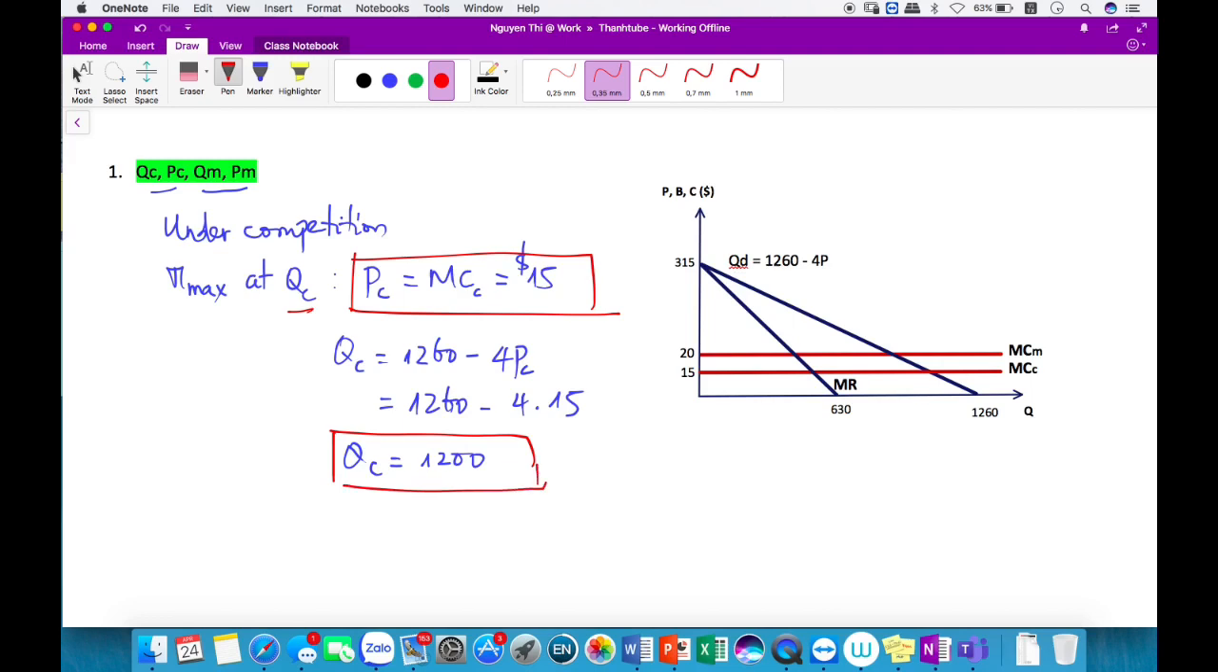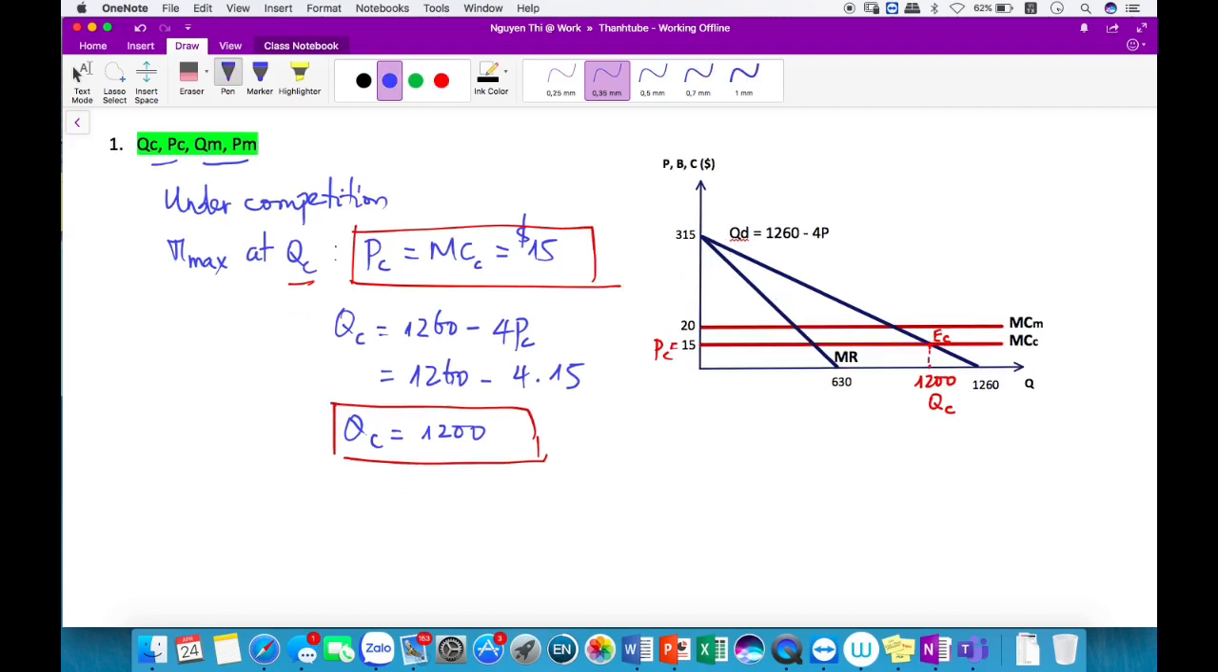Right, so this is the output under competition. In the graph, first PC will be here equal to 15. Output under competition will be here, QC equal to 1200. This is QC. And this we call EC, equilibrium under competition.